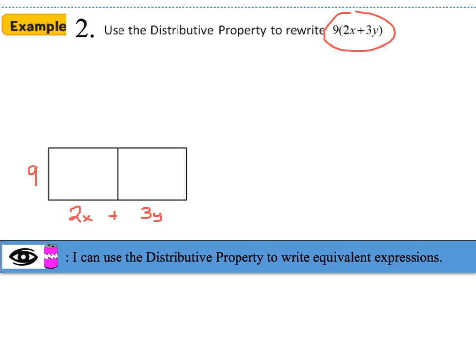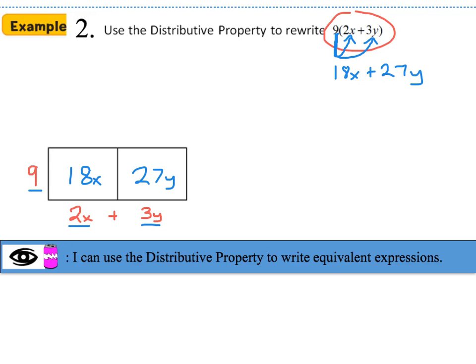So now let's go ahead and find the area of the first box. Let's take 9 times 2x, which becomes 18x. That's the same thing as us doing this: 9 times 2x, using the distributive property, we get 18x. Let's multiply the 9 times the 3y to get the area of the second box, which is 27y. That's the same thing as multiplying 9 times 3y, and that gets us 27y. And because there's an addition sign, let's drop that down.